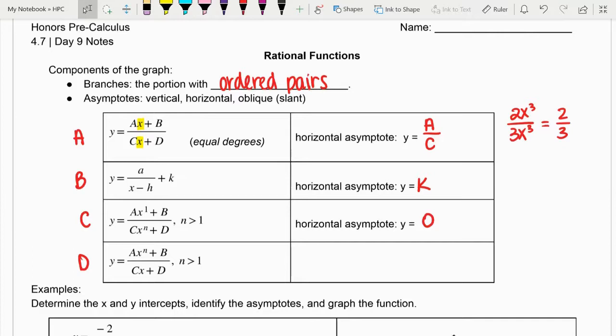Okay. And then our last case, example D, we have y is equal to ax to the n power plus b all over cx plus d. And again, n is greater than 1. So this is just the reverse of C. So when this happens, there is no horizontal asymptote, but we will have an oblique asymptote.